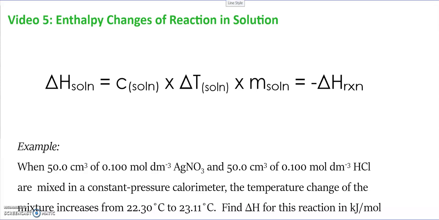This video is on enthalpy changes of reaction in solution. So this is really just like the last video about enthalpies of combustion, or just like the other problems with specific heat and everything. We're just adding into this a balanced equation to determine our limiting reactant for our moles. So I'm going to make a note of that.